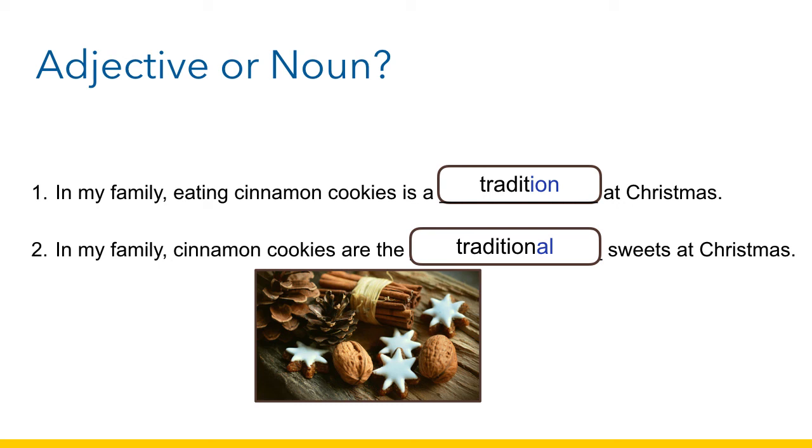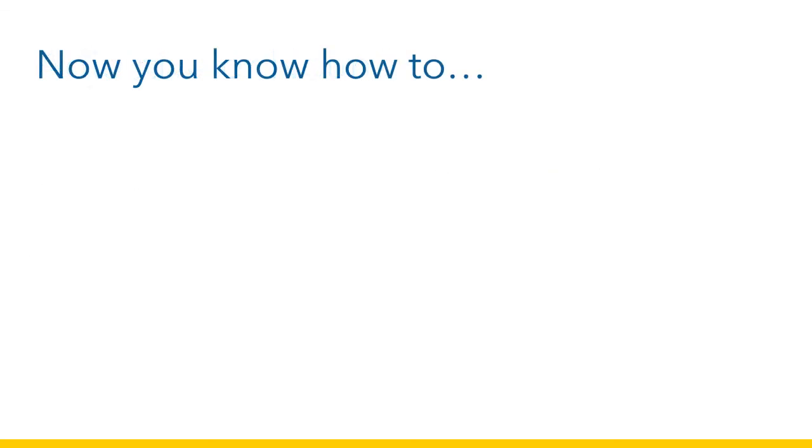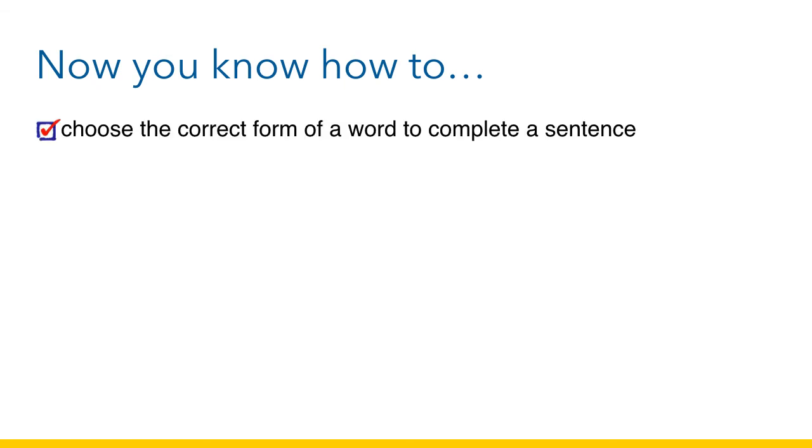This can be a difficult skill when you are learning to write in English, but the more you read and the more you write, the easier it gets. So keep studying. Now you know a little bit better about how to choose the correct form of a word to complete a sentence.